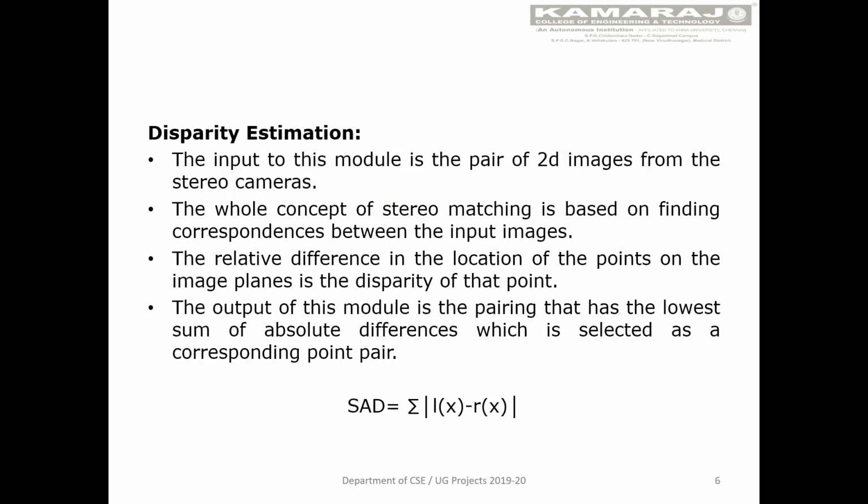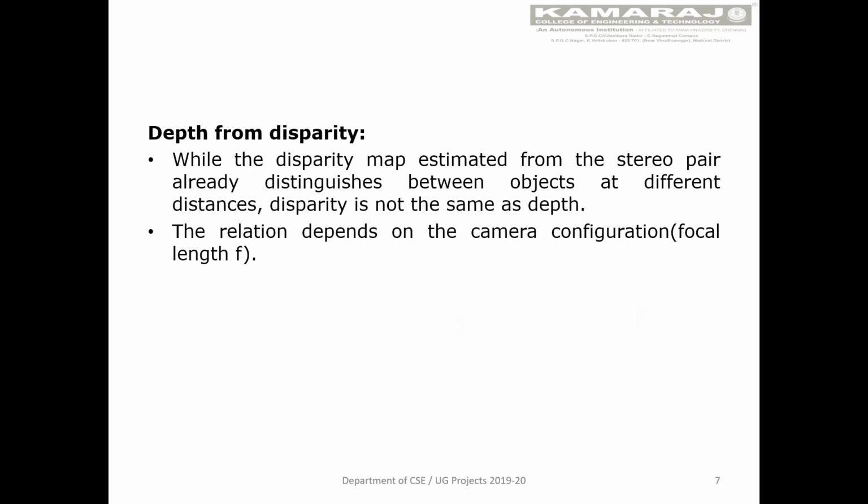This module is disparity estimation. The input to this module is the pair of 2D images from the stereo camera. The whole concept of stereo matching is based on finding the correspondence between the two input images and also finding the disparity in the images, which is the relative difference in the location of points, as we have seen before. The output of the module is the pairing that has the lowest sum of absolute differences, which is selected as the corresponding point pair.